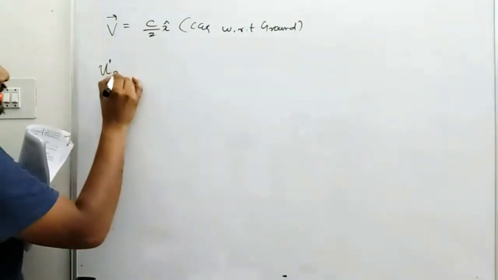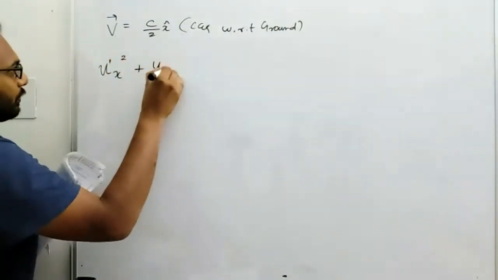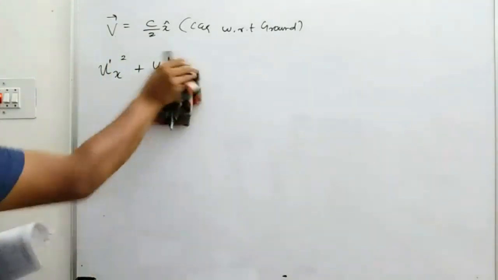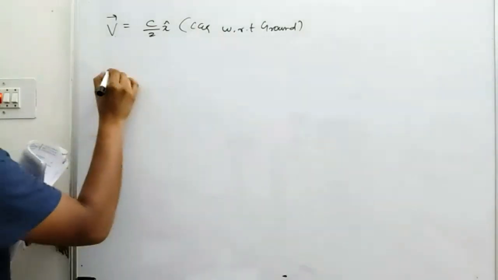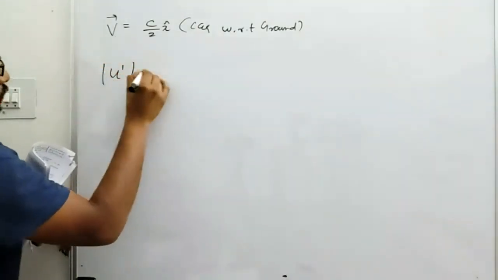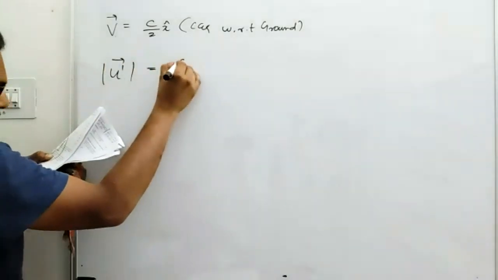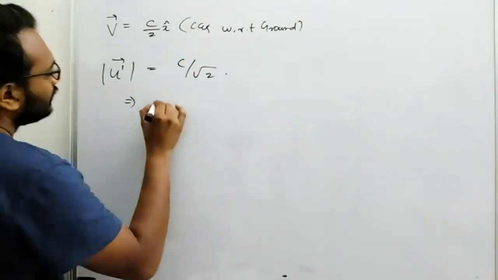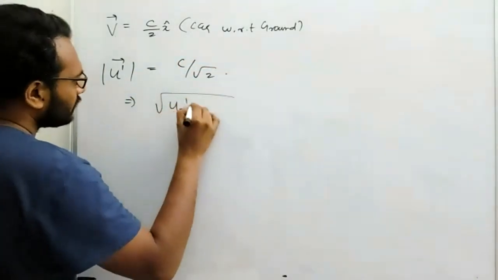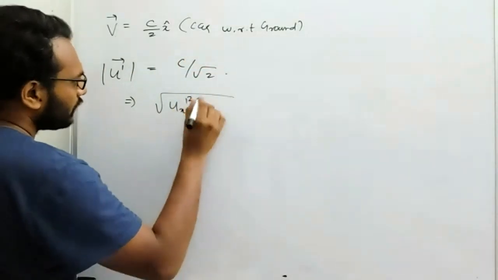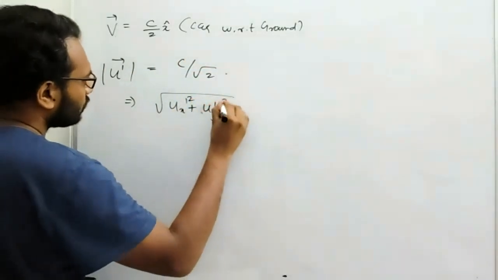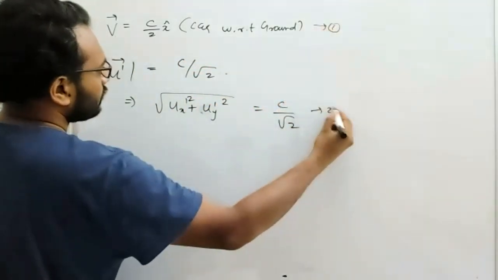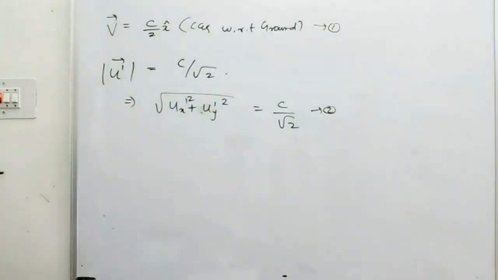We are only given the speed, so I'm just writing down whatever we have. The modulus of u prime is equal to c by root 2. This means that the square root of ux prime square plus uy prime square is equal to c by root 2. These are our equations. I'm just writing down the information we get from the question.